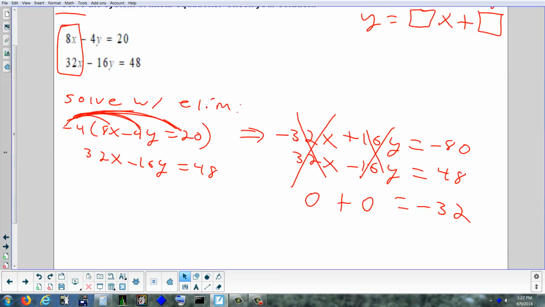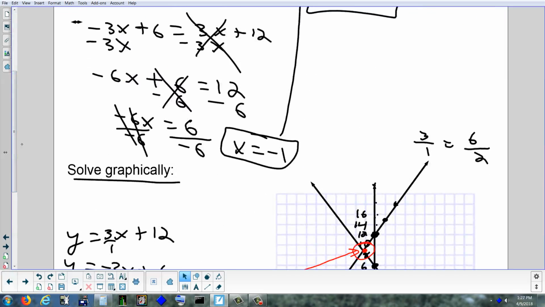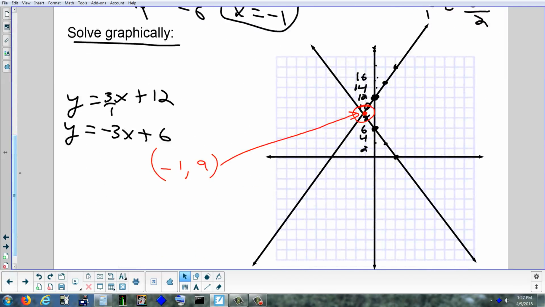Now, when all your letters disappear on one side, one of two things happens. It's either no solution or infinite solutions. How do you know when it's one solution? It wouldn't do this. It would do this. This was a one solution problem. The lines crossed in exactly one spot.